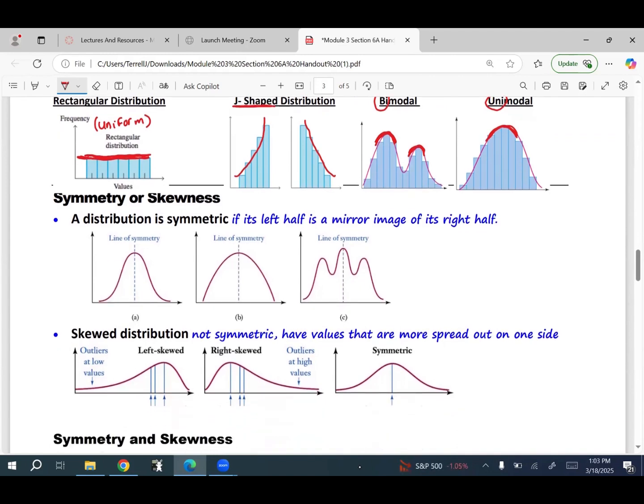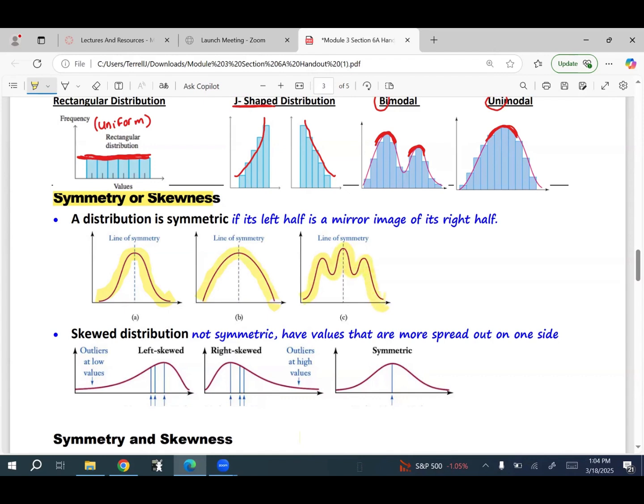You can also notice its symmetry or skewness. So when something is symmetrical, that means if you were to draw a line through the center, the left half and the right half would be mirror images of each other. And that's the case with A, B, and C here. If I draw this line, this side and this side are exactly the same. In other words, if I were to fold this graph about that line, every point would match up. So we call this symmetric. The distribution is symmetric.